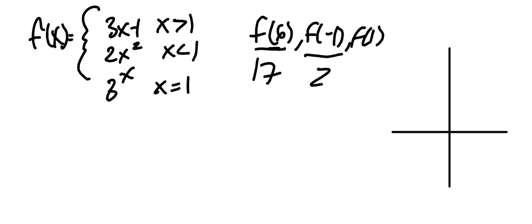Now, f of 1, well, f is not defined because it's not greater than 1, nor less than 1, but when it's equal to 1, we use this function, 3 raised to the x power. So 3 raised to the x power, which in this case is 1, is equal to 3. So f of 1 is 3.